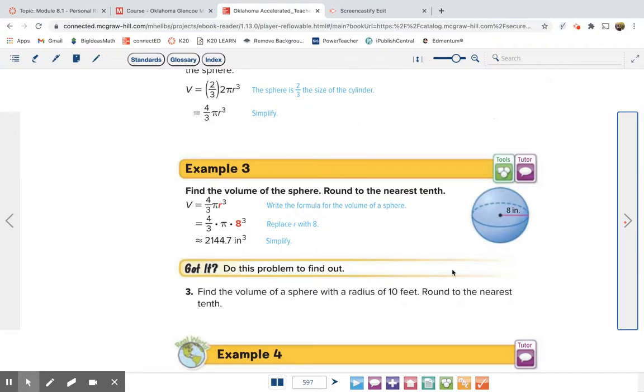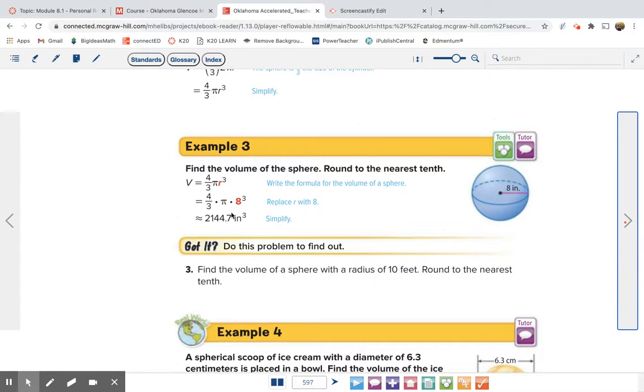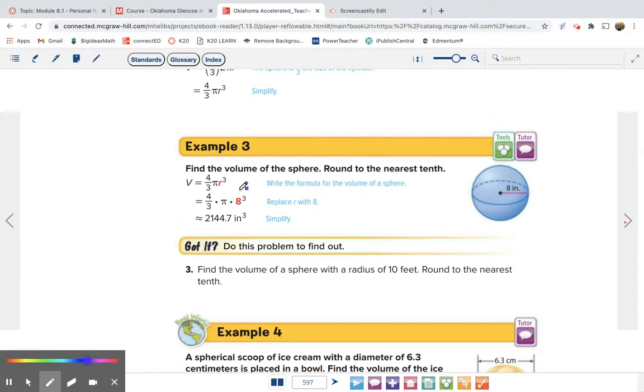So it says find the volume of this sphere, round to the nearest tenth. So we start with our formula, 4/3 pi r to the third power. They give us the radius on this, and they tell me it's 8 inches. So I plug that in for the radius. 8 to the third power means 8 times 8 times 8. Then plug all that in your calculator, and we're rounding, so 2,144.7 cubic inches would be our volume.